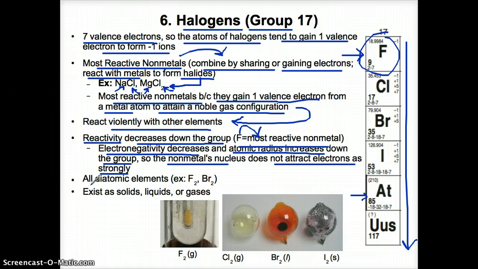I also want you to note that halogens are all diatomic elements such as F2, Br2, and also, as you see here, Cl2 and I2. Finally, I want you to know that halogens exist as solids, liquids, or gases.